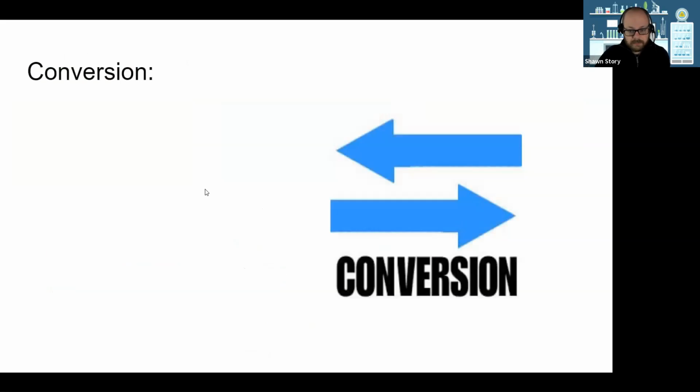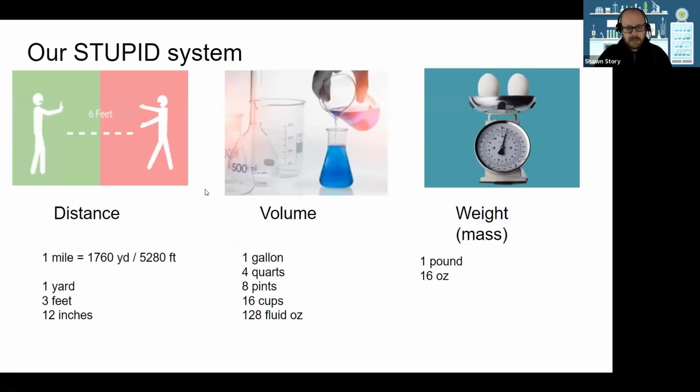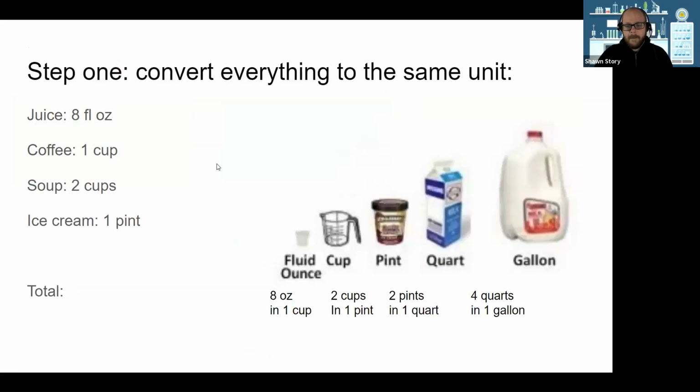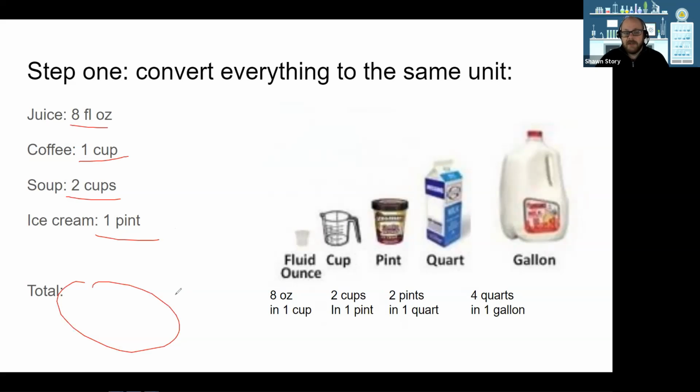All right. So practicing conversions. Like I said, we cross multiply for a lot of them. So here is our first problem. So we're in the hospital and we had a patient that had 8 fluid ounces of orange juice. They were given a cup of black coffee. They had 2 cups of soup and they ate a pint of ice cream. How much liquid did they bring in altogether? How do we add all this together?